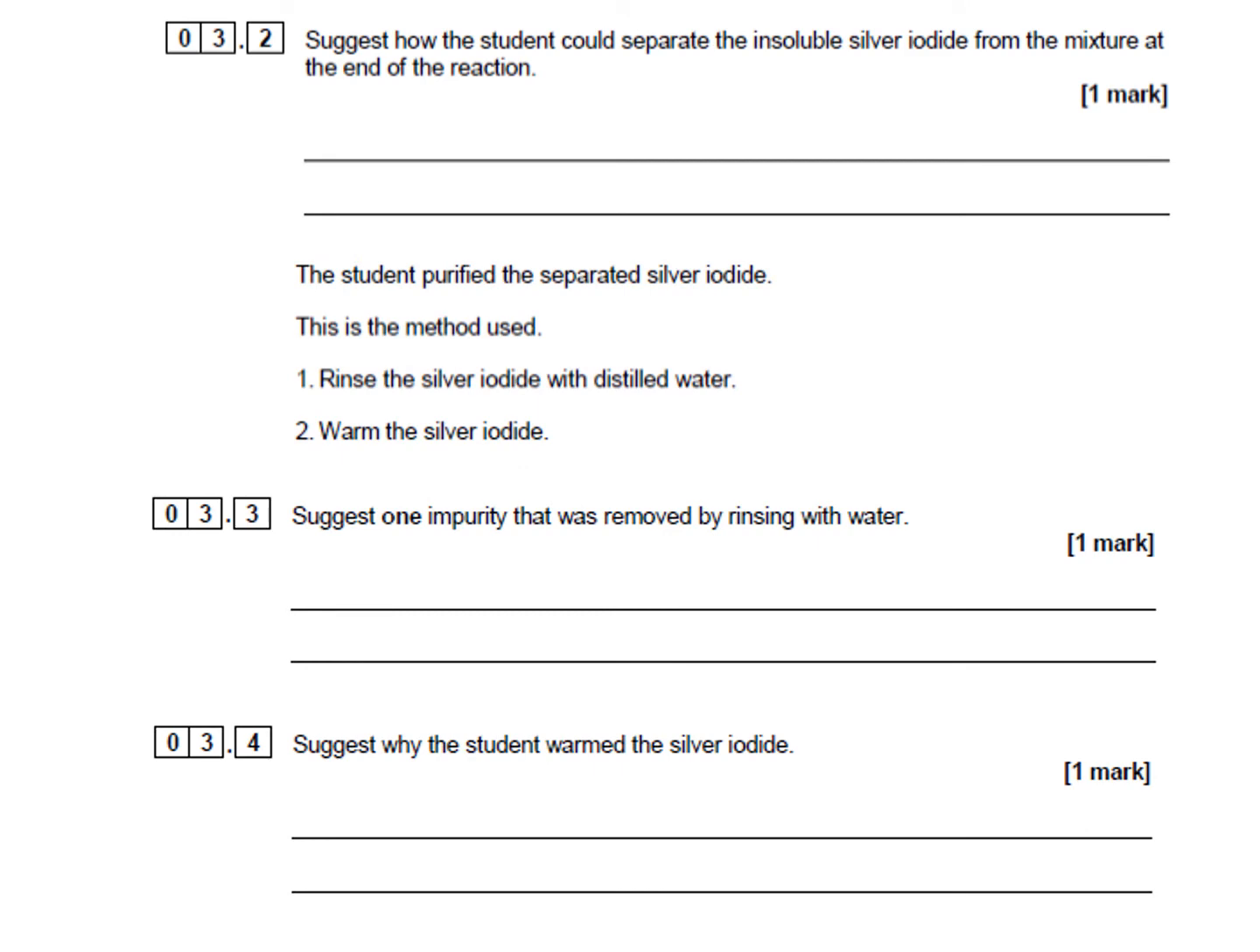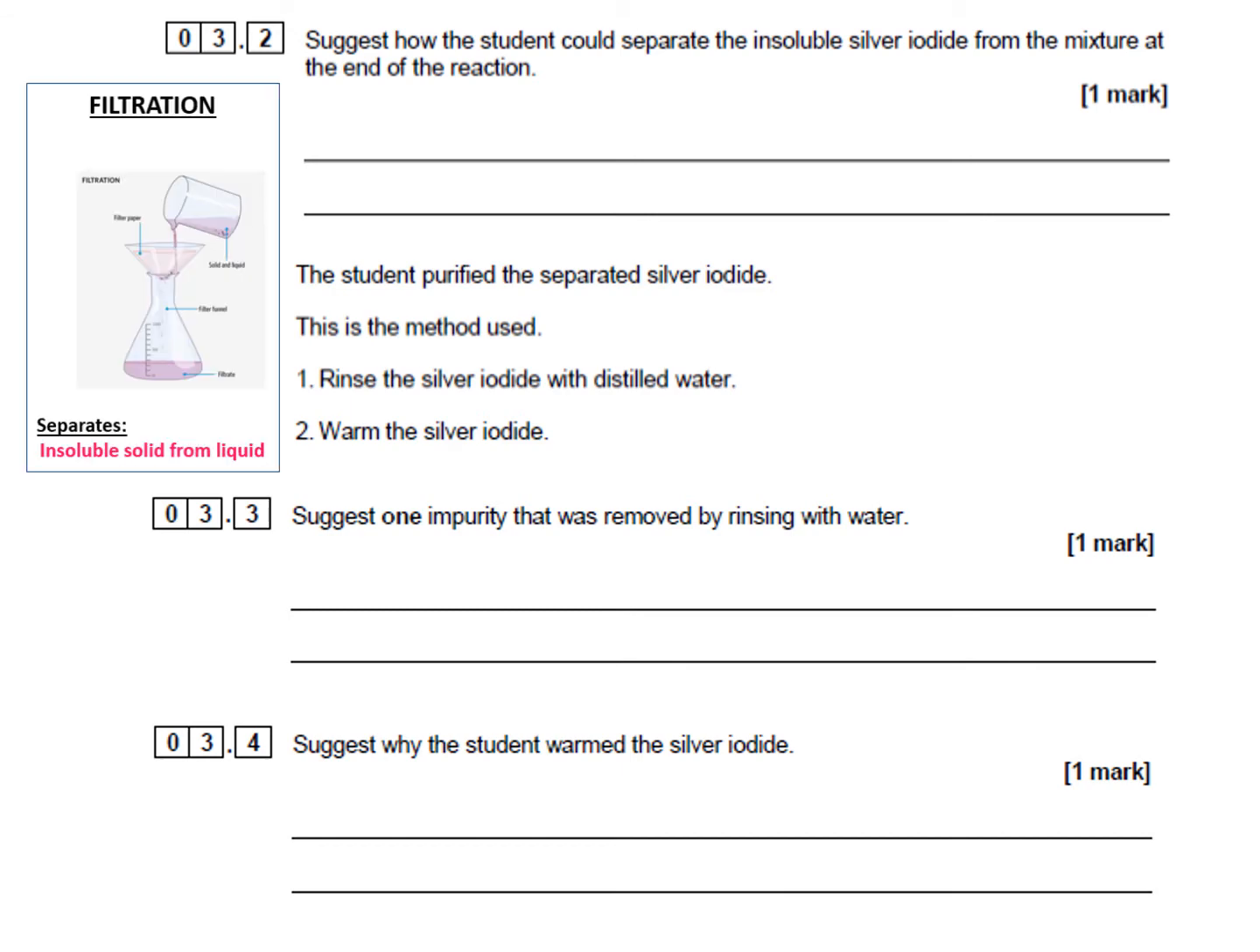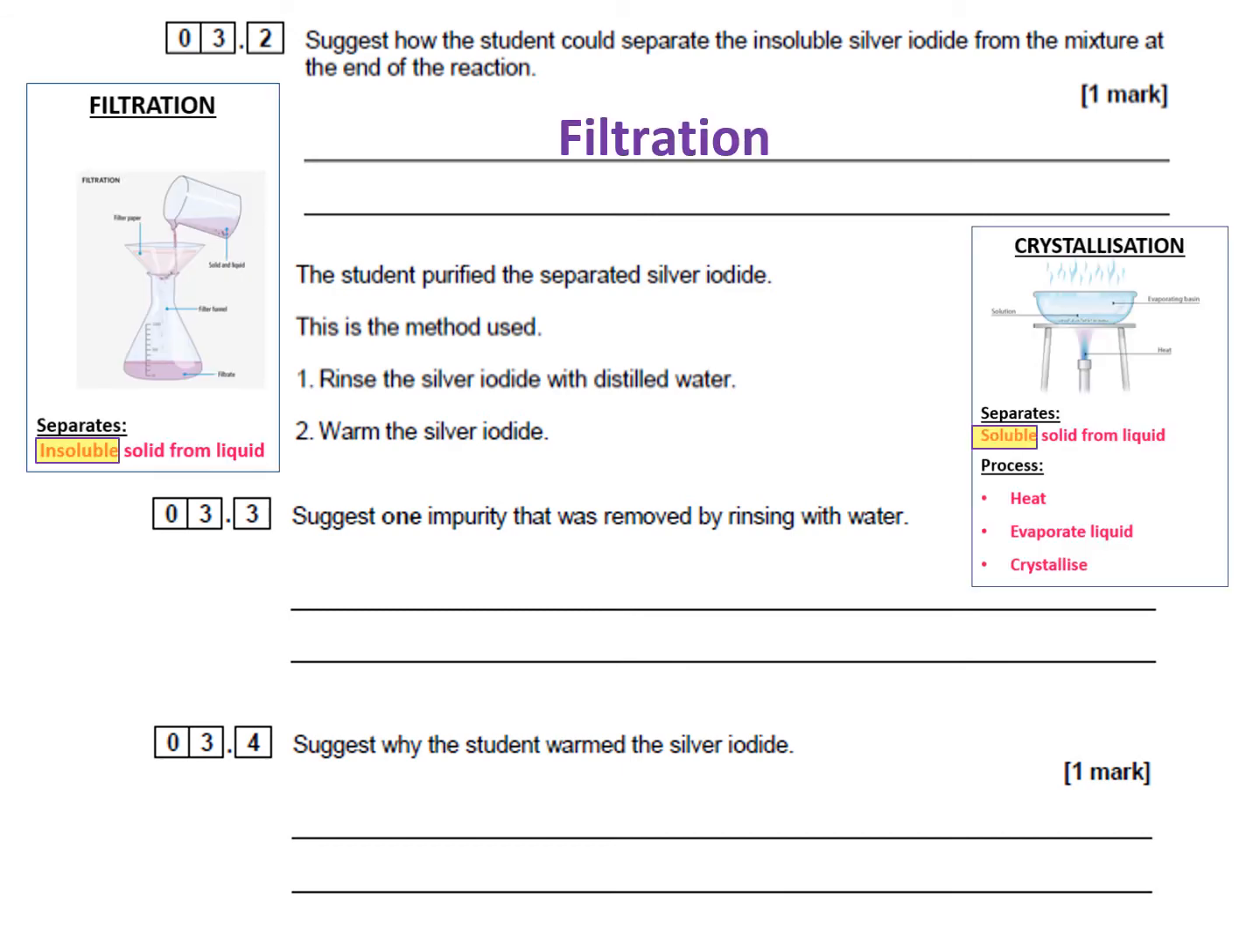Part 2 suggests how the student could separate the insoluble silver iodide, the thing which is a solid. So a solid from a solution, we simply need to filter it. We then want to purify the separated silver iodide, so they rinse it, getting rid of any of the substances which were on the surface of it. Then warm that silver iodide solution.